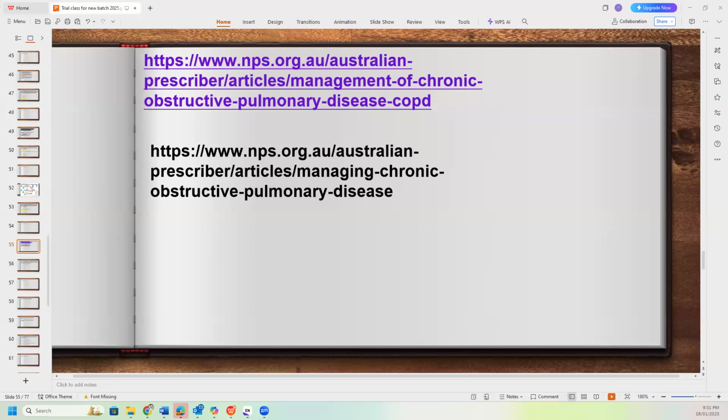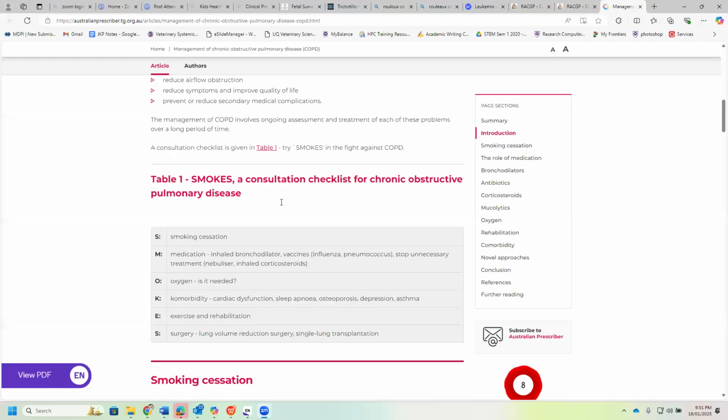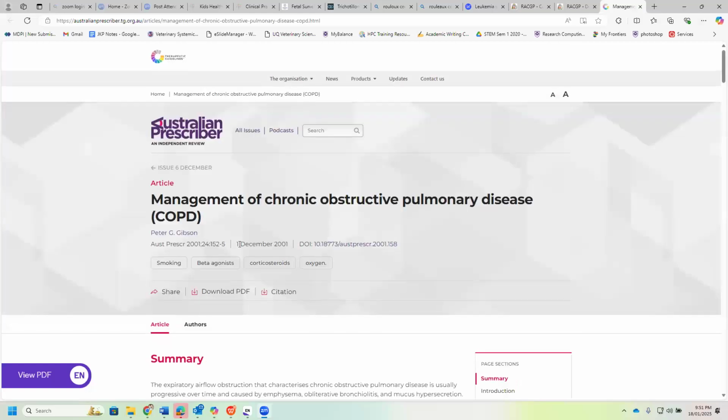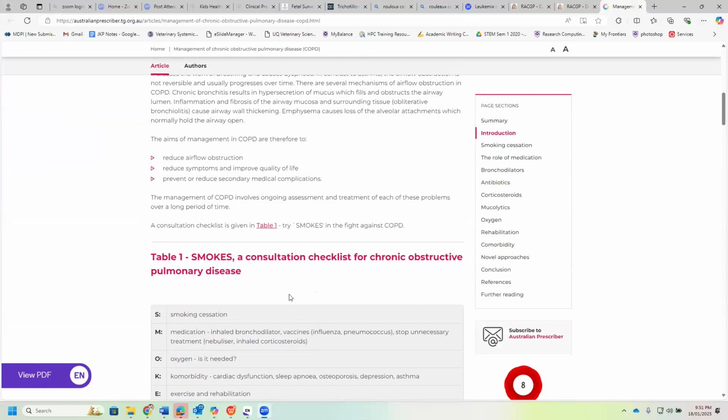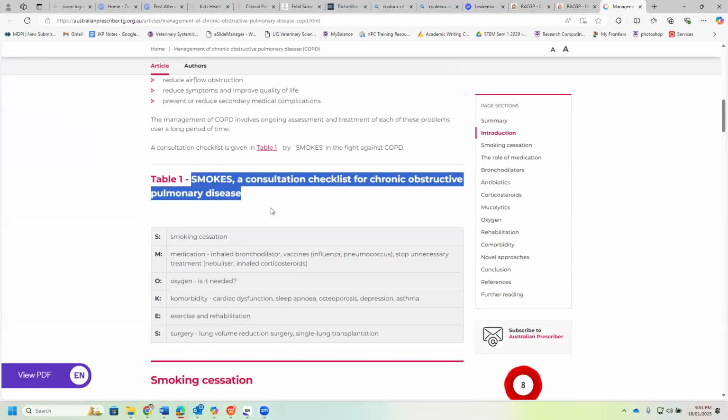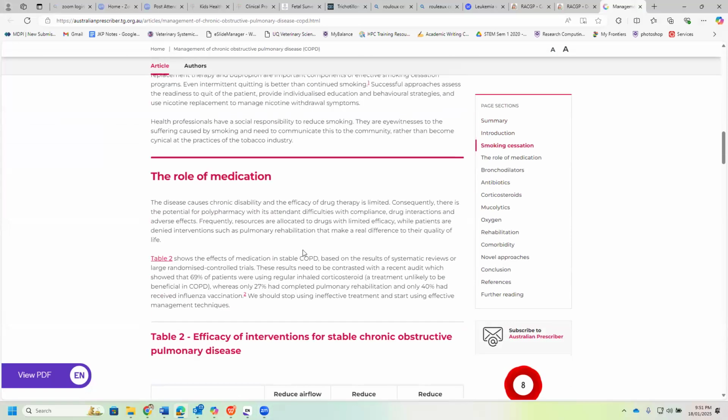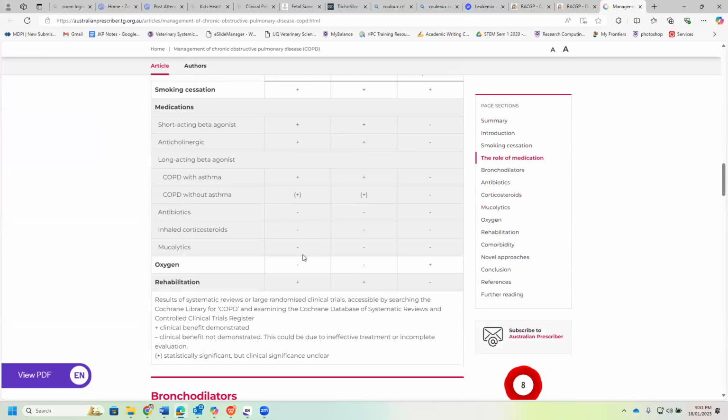In this one, you can have a look at the management of chronic obstructive pulmonary disease. I'll just show you guys for reference. This is the therapeutic guidelines of Australia as well. It's quite commonly used. So have a look at what we do in the management of chronic obstructive pulmonary disease, okay?